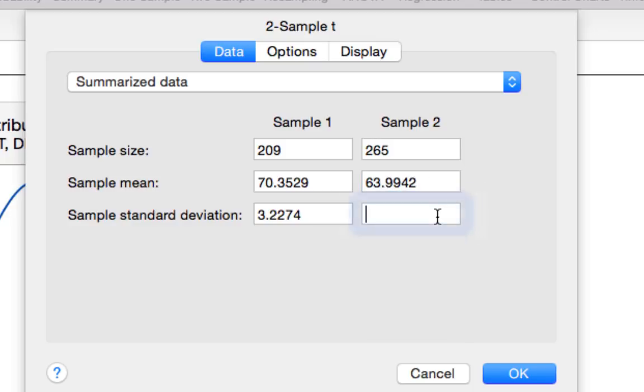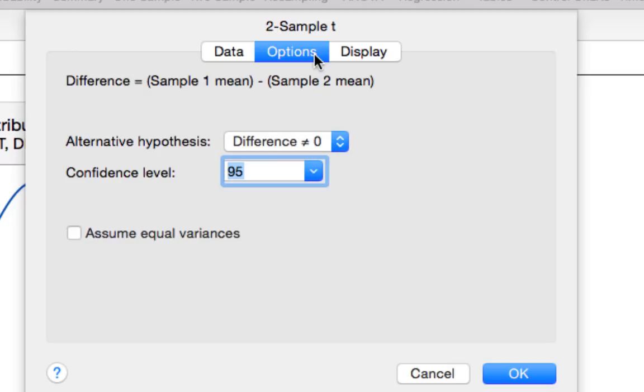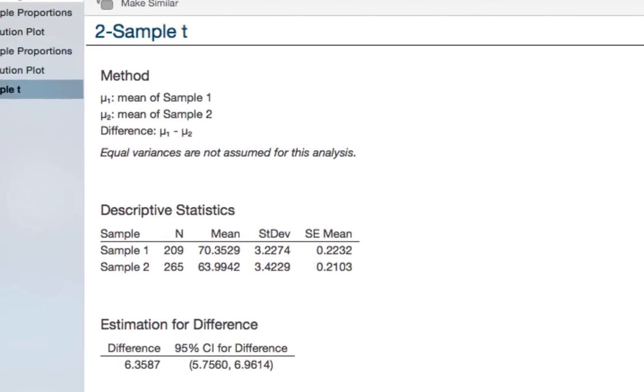63.9942 and standard deviation of 3.4229. We'll check the options. We're going to be using the default settings here, a 95% confidence level, and you want to make sure that this box for assuming equal variances is not checked. We'll click OK, and here we have our 95% confidence interval for the difference. Again, 5.7560 and 6.9614.